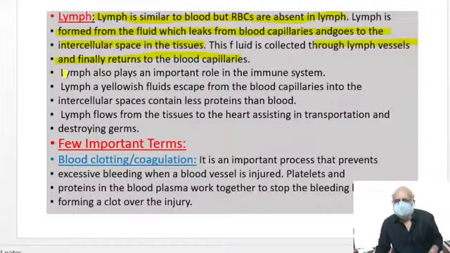Its function is, it plays an important role in the immune system. It is a yellowish fluid that escapes from the blood capillaries into the intercellular space and contains less protein than blood. Lymph flows from the tissue to the heart, assisting in transportation and destroying germs.